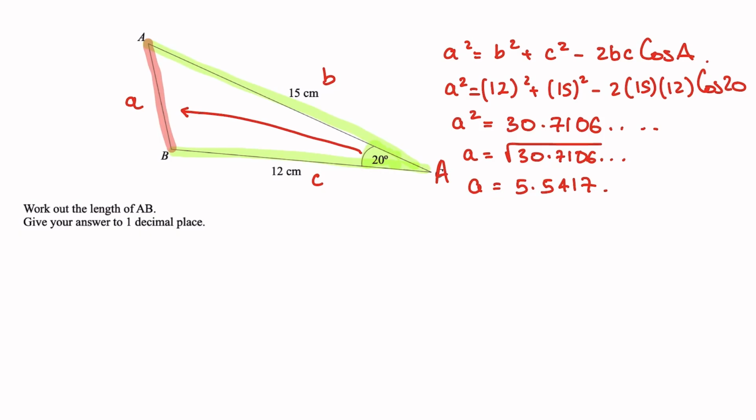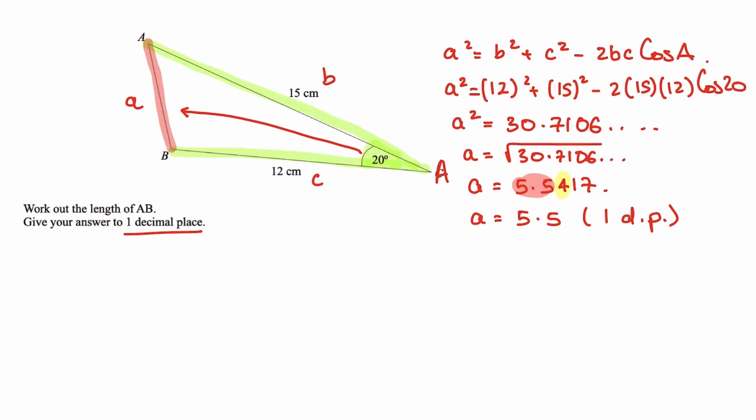5.5417. In this case, the question is telling me to give an answer to one decimal place, so that will be 5.5. The number after the first decimal place is below 5, and therefore I can round it down to 5.5, making sure that I specify that it is to one decimal place.